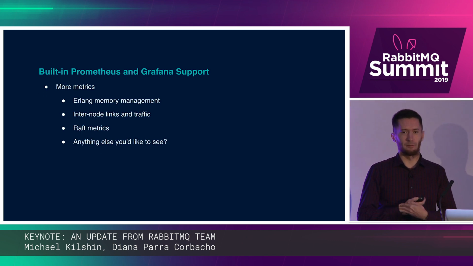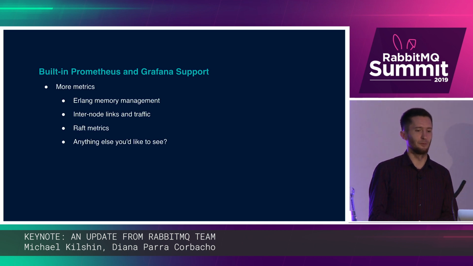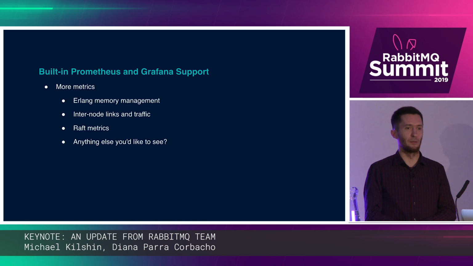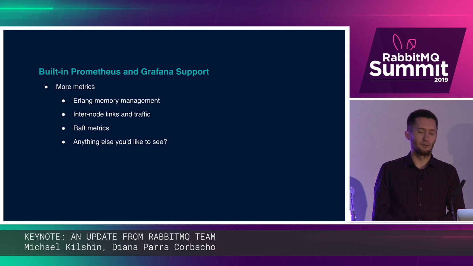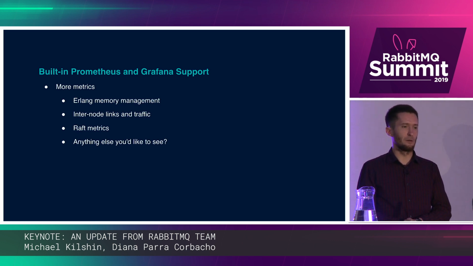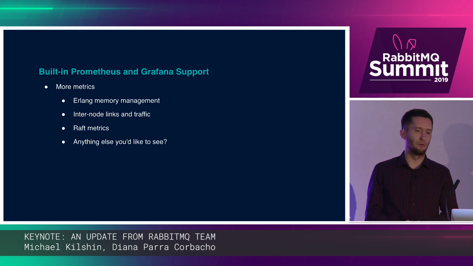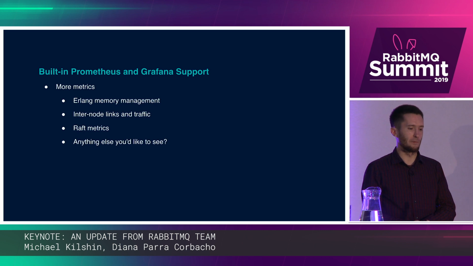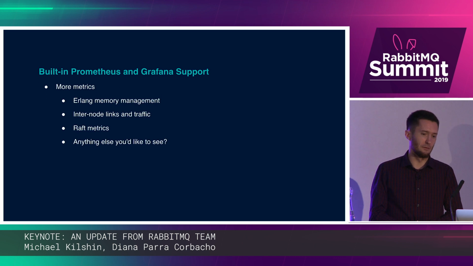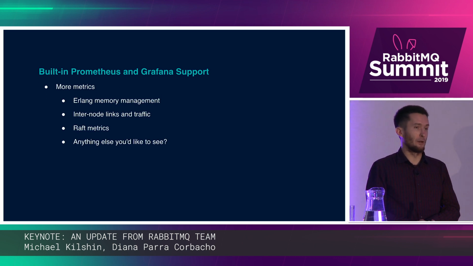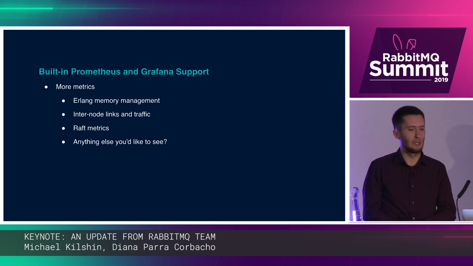But we decided to not stop there. There are people in our team who really love metrics, so they decided to add more. How about Erlang memory management or inter-node communication stats? Those things were previously possible to obtain either if you knew where to dig in the management UI or if you knew what relatively obscure tools to use. We also have Raft metrics. And if you would like to see more metrics added, well, please talk to a member of the core team.